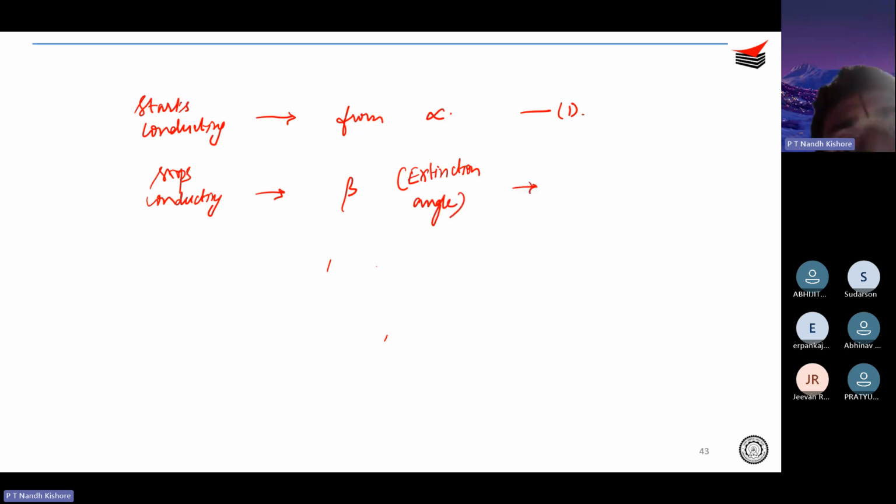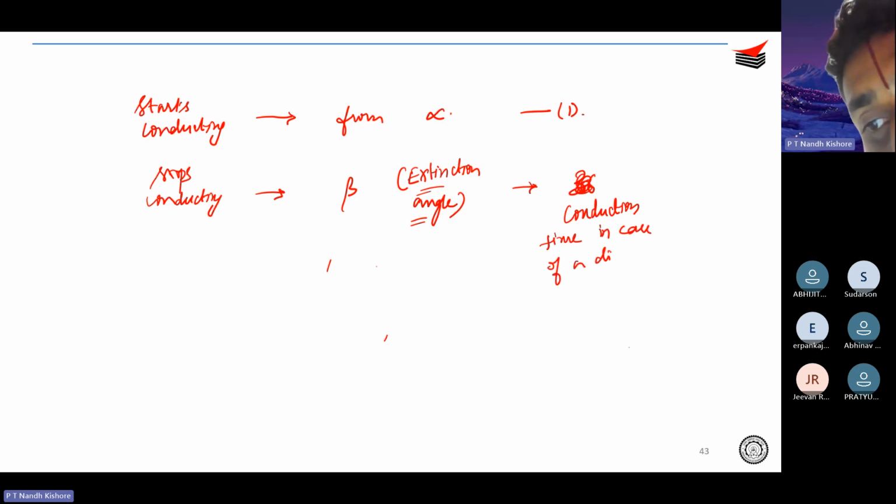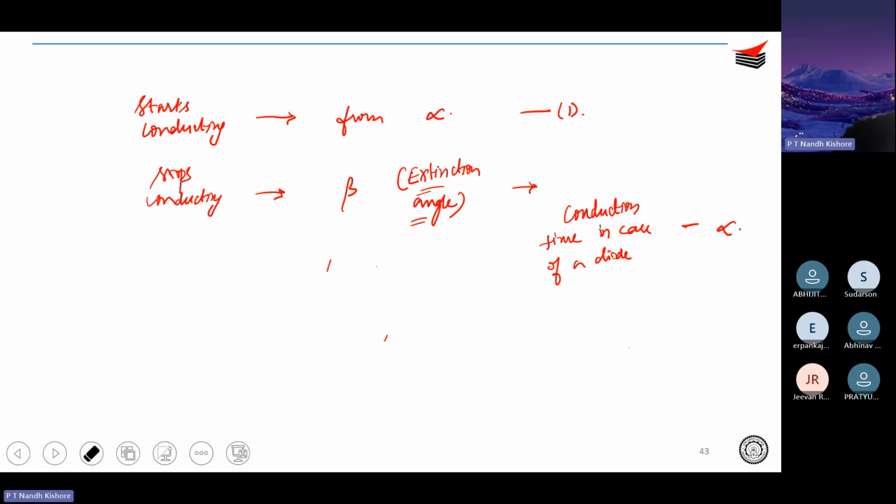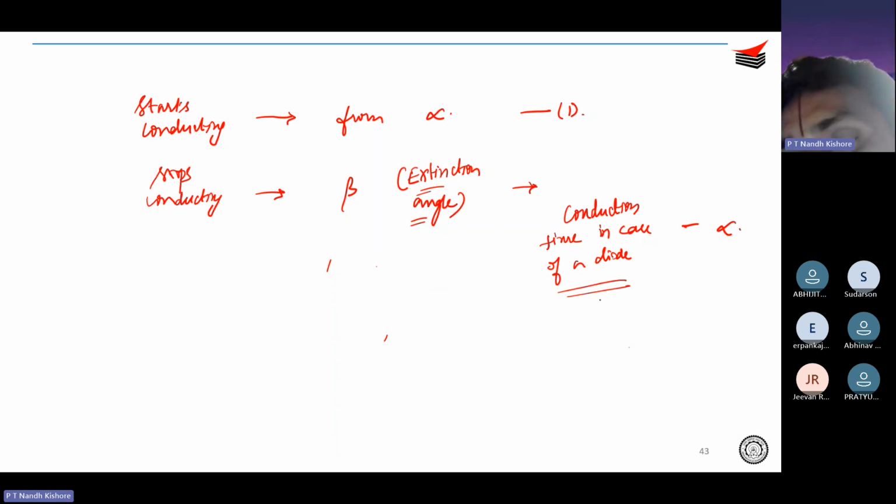Okay. So extinction angle. The value of this extinction angle, I will tell you. Extinction angle will be the conduction time in case of a diode minus alpha. So whatever is the conduction time in case of a diode minus alpha will be your extinction angle. We saw in the previous question that the diode was conducting for 360 degrees, right? That means that the extinction angle will be 360 minus alpha.